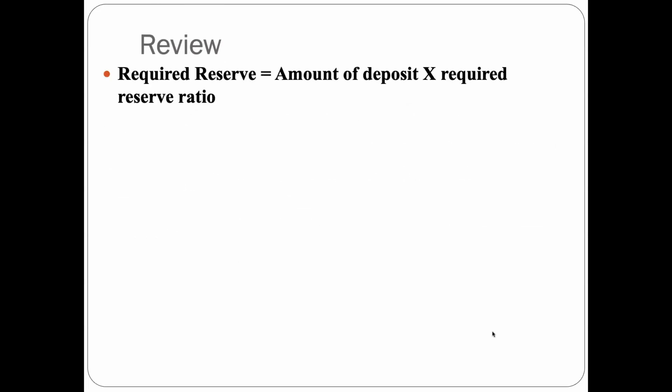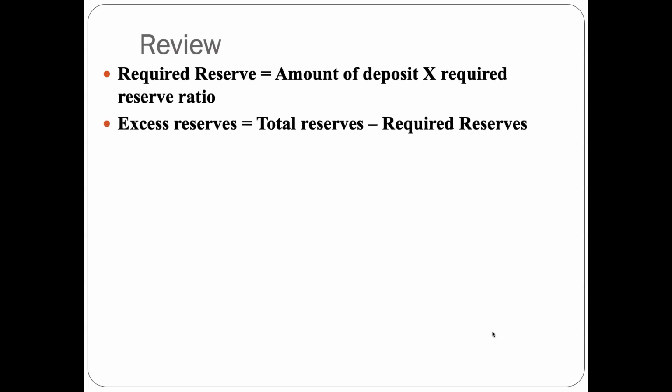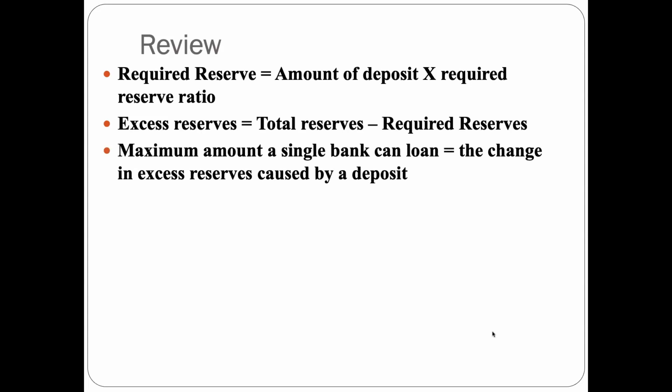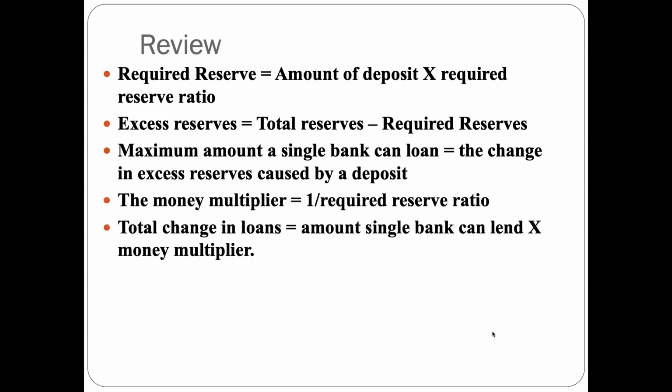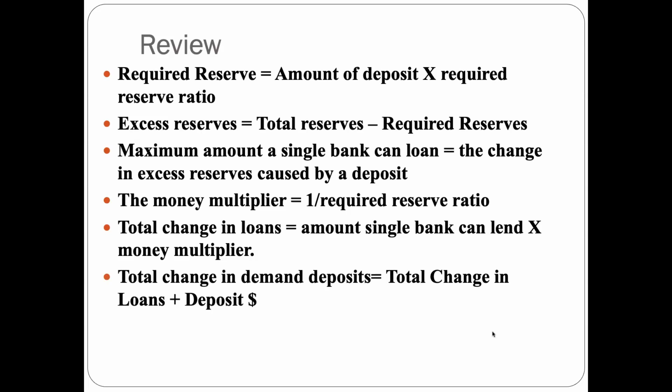All right, so a quick review. Required reserves is equal to the amount of the deposit times the required reserve ratio. Excess reserves is total reserves minus required reserves. Maximum amount a single bank can loan is equal to change in excess reserves caused by a deposit. The money multiplier is 1 over the required reserve ratio. Total change in loans is equal to the amount a single bank can lend times the money multiplier. It's also the same thing as max change in money supply. And the total change in demand deposits is equal to the total change in loans plus the initial amount of money put in, or the deposit money.